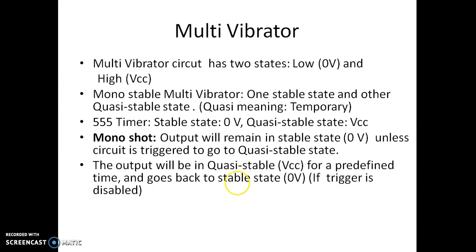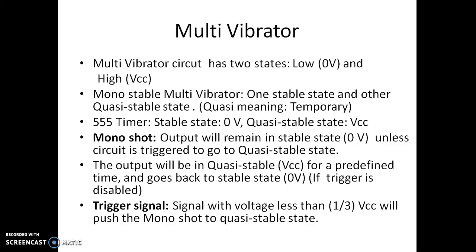If the trigger is disabled, once it goes to quasi stable state, it will come back to stable state after a predefined time. So in order to go to quasi stable state, you have to give a trigger. Once the trigger is given, it is there in the quasi stable state for a predefined time, and it will come back to stable state of 0 volt. When it is coming back to 0 volt, make sure that there is no more trigger.